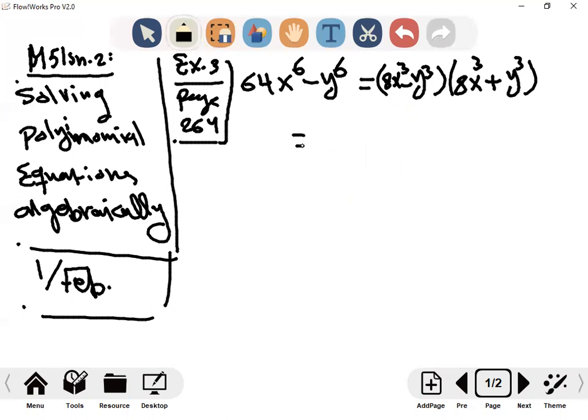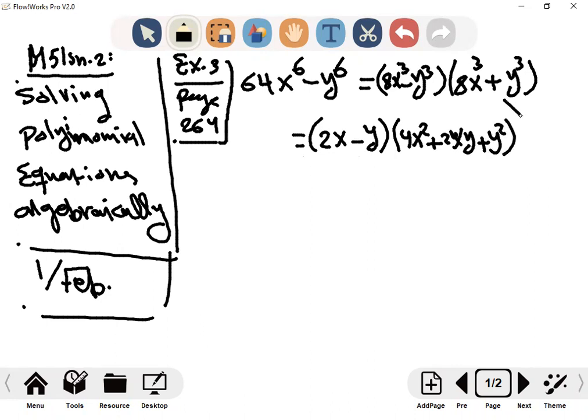A minus B. What did we say A is? 2x minus B, which is what? Y. Well, I'm still in the first one. A power 2, meaning 4x power 2, plus AB, meaning 2x times y, 2xy, right? Plus B power 2, which is y power 2. Multiply the second parenthesis. What is this second parenthesis also?